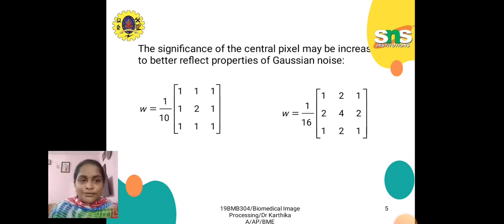See here the values of W, 1 by 10 multiplied with the array values, and W equal to 1 by 16 multiplied with the array values. Here the significance of the central pixel may be increased to better reflect properties of the Gaussian noise.